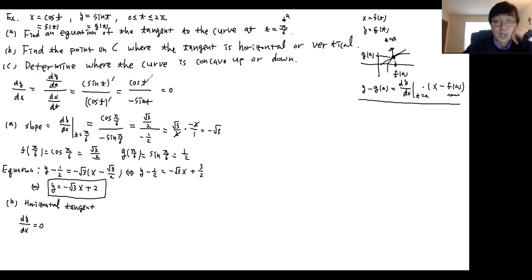The top one: cosine of t equal to 0, but negative sine of t is non-zero. So we have this equation: cosine of t equal to 0, but negative sine of t is not equal to 0. So how can I solve this problem?